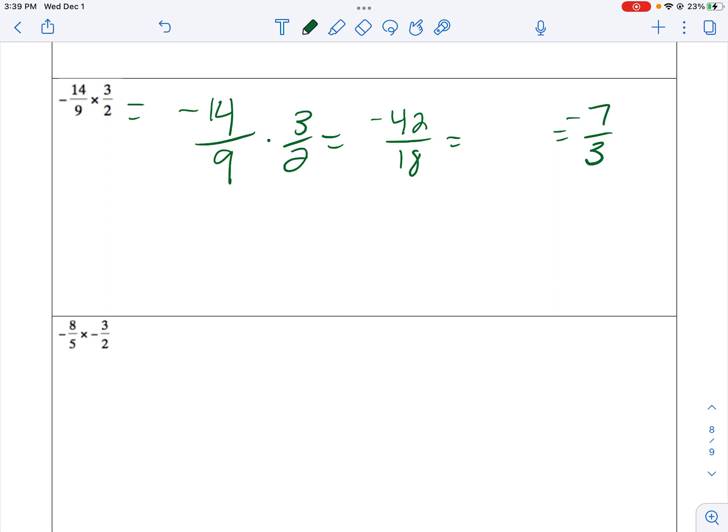If you can't see that right away, which most students can't, so that's okay, we need to break down these numbers. Negative 42 can be rewritten as negative 7 times 6. 18 can be rewritten as 3 times 6. I have a 6 on the top and the bottom, so those will cancel, leaving me with negative 7 over 3.